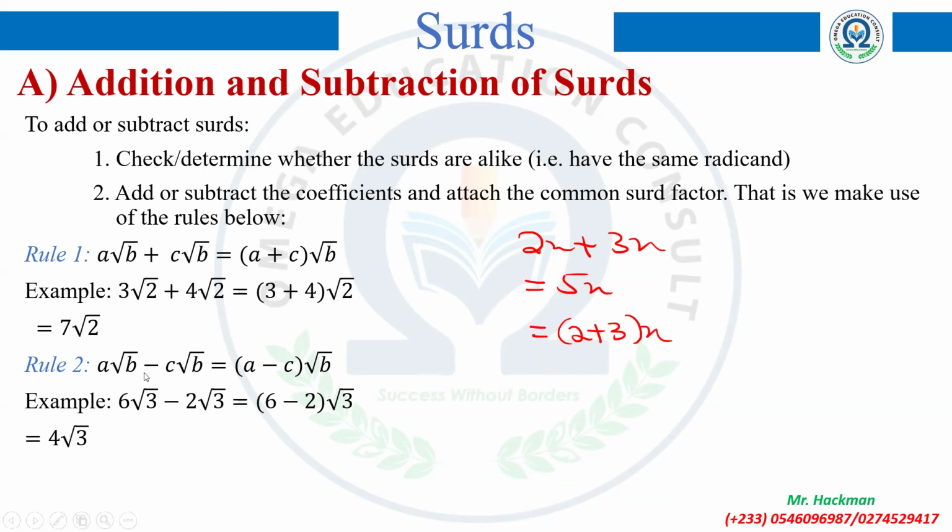So it's the same idea. This time around, you subtract the coefficients. So it will be a minus c in bracket, then you keep your set. Same for if I have 6 roots of 3 minus 2 roots of 3. They are like sets, so I can combine, whether it be addition or subtraction. Now I'm subtracting, so it will be my coefficients that I subtract. So it will be 6 minus 2, which will give me 4. Then I keep my set, root of 3. So I can move from here to my answer straight away. This will be done mentally. That's 6 minus 2. All correct?